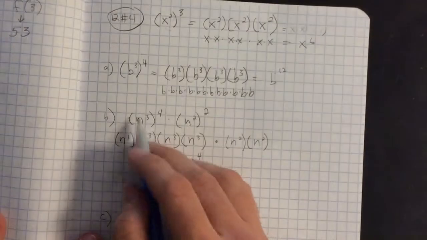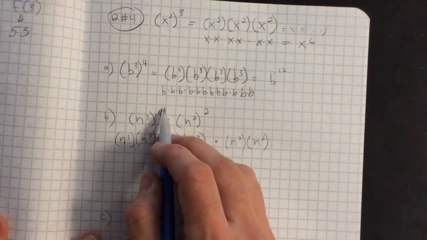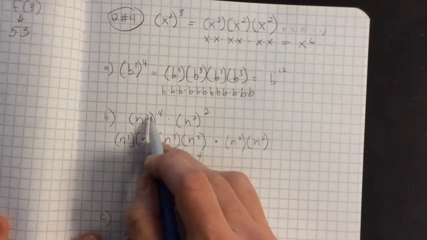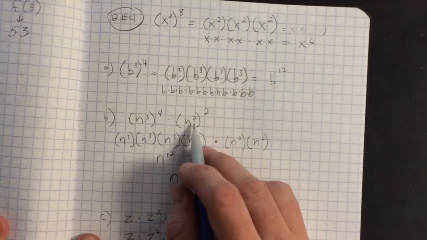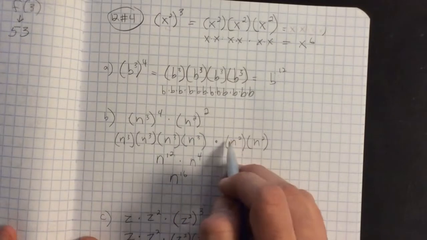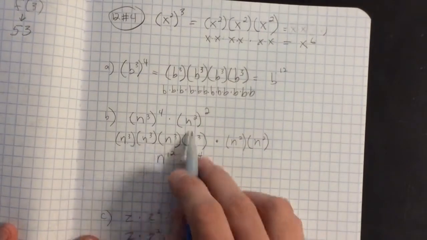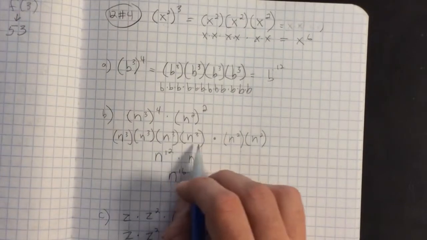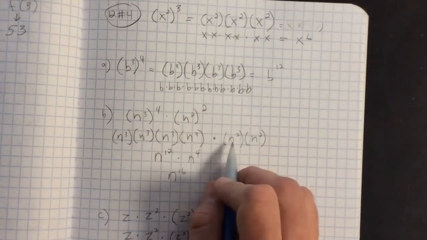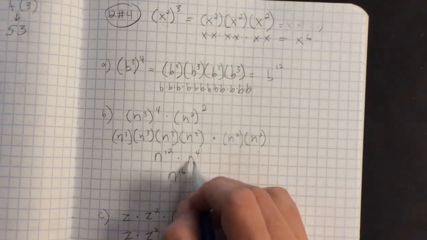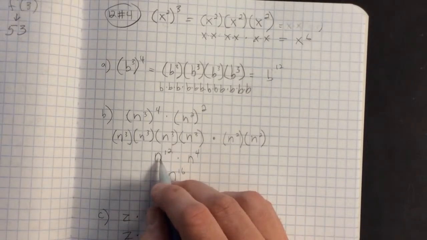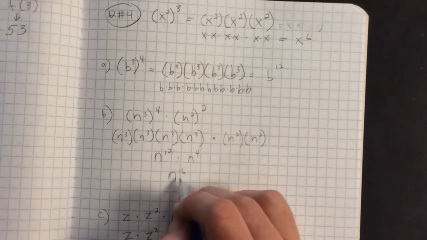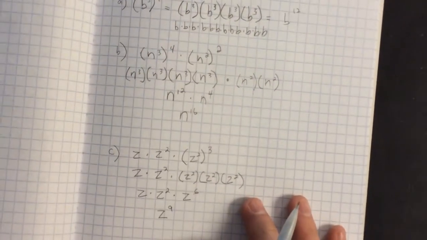Okay, down here we've got n to the third raised to the fourth. So we've got n to the third times n to the third times n to the third times n to the third, that's what that means, times n squared squared, which is n squared times n squared. Well, we just learned that this is going to be 3 n's and another 3 n's and another 3 n's. That's 12 n's, so n to the 12th, and this is going to be 2 n's and another 2 n's multiplied, so that's n to the 4th. And then this is n to the 12th times n to the 4th. That's going to be 12 n's times 4 more n's. That's 16 n's, so it's n to the 16th.